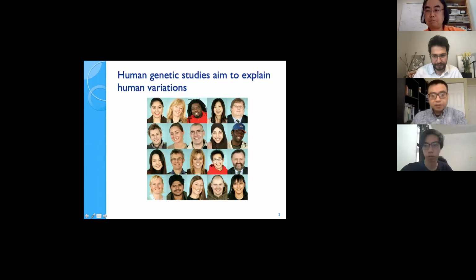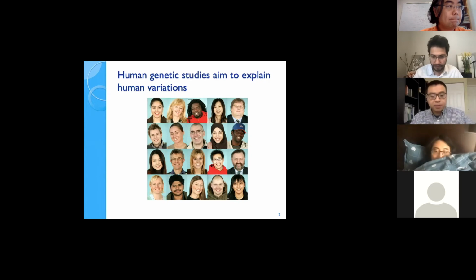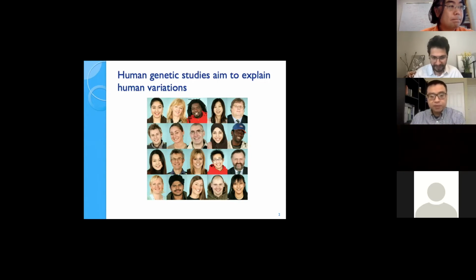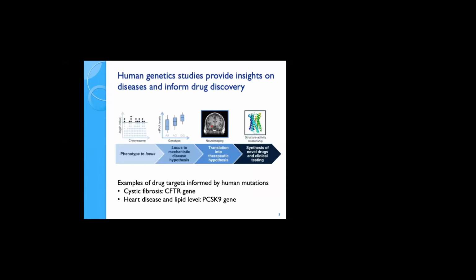My lab focuses on human genetic studies. So I'll give a little bit of background about human genetics. We know that everybody is different. Everyone is different in their appearance, in their physiological traits, their height, body weight, and so on. And people have different risk of disease. So human genetics is basically about finding DNA variations that explain these phenotypic variations. So why do we study human genetics? Because essentially, human genetics can provide insights on diseases and can inform drug discoveries.